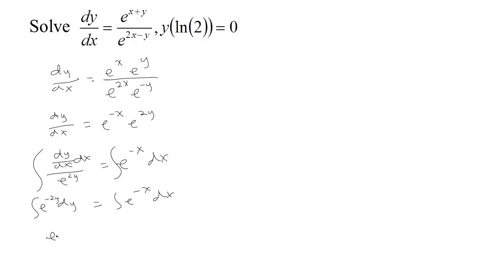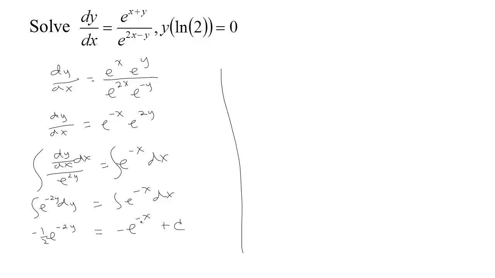Well, the antiderivative of e to the negative 2y would be something like e to the negative 2y, but when I take this derivative, there's going to be e to the negative 2y times negative 2, so I'll put a little negative 1/2 out here. I'll do something similar here. This is going to be e to the negative x, but I need an extra negative so that when I take the derivative it becomes positive e to the negative x. Both have an arbitrary constant, so let me throw that in.